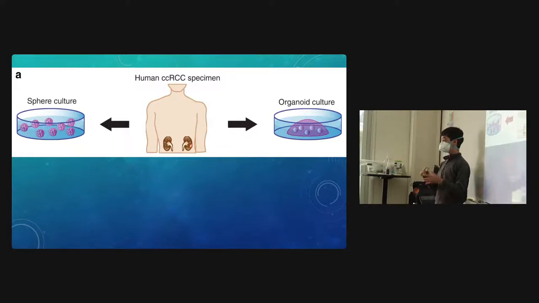What the researchers are trying to show is that these models are better models of what is going on inside of a patient than just taking cancer cells out and putting them on a petri dish. By taking care to isolate the cancer stem cells, and then by cultivating these complex three-dimensional shapes, we can get a better model of what is going on inside a patient.